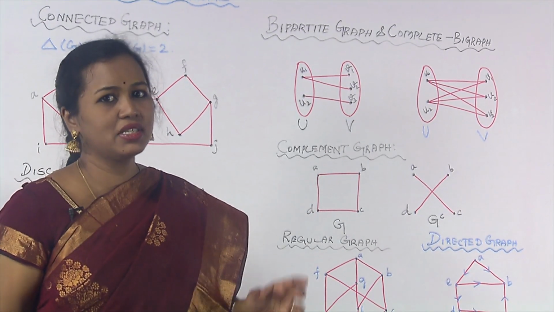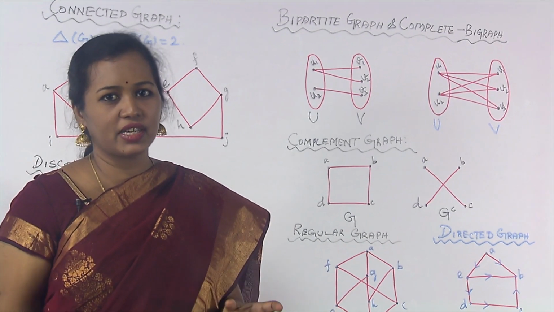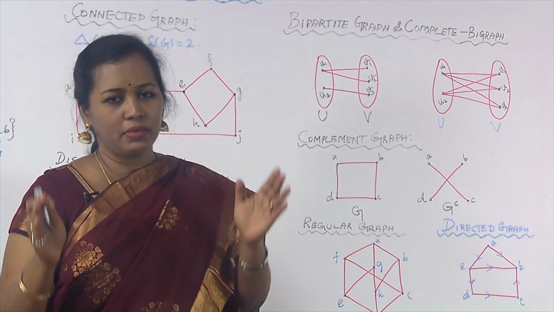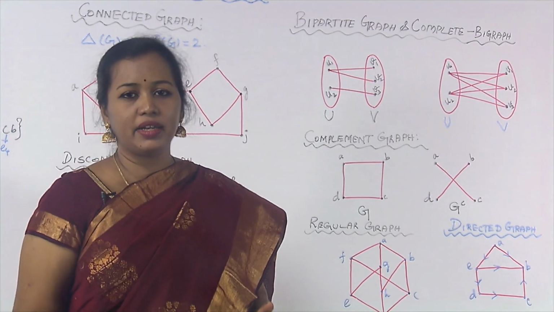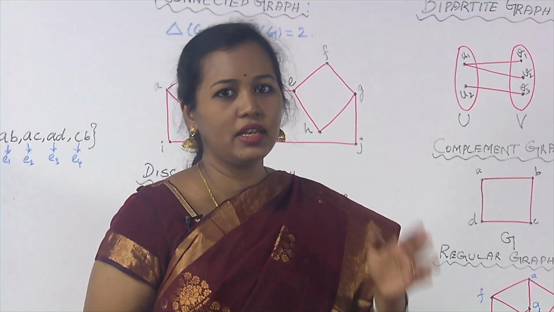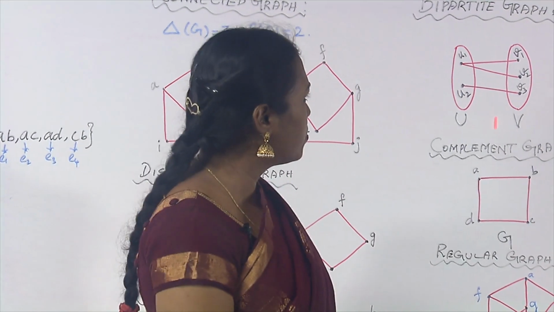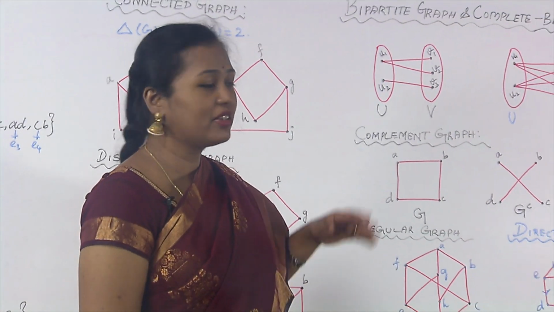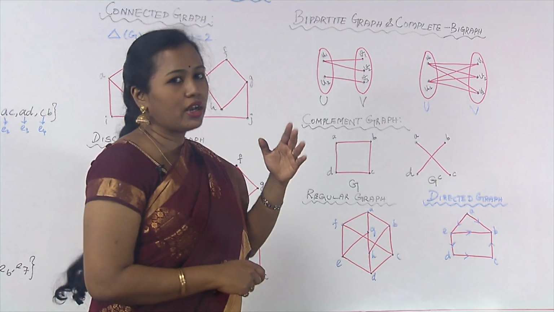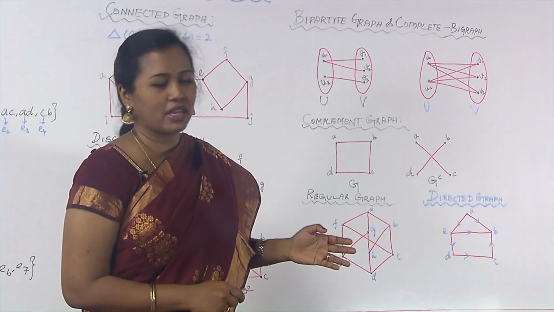So, bipartite means 2 partitions of the vertex set, and these 2 partitions are connected to each other by means of edges. Complete bipartite is where every vertex is connected to every vertex in the other partition. So, I am sure that this part is clear. So, bipartite and complete bipartite graph is done. Next we come to something called the complement graph.